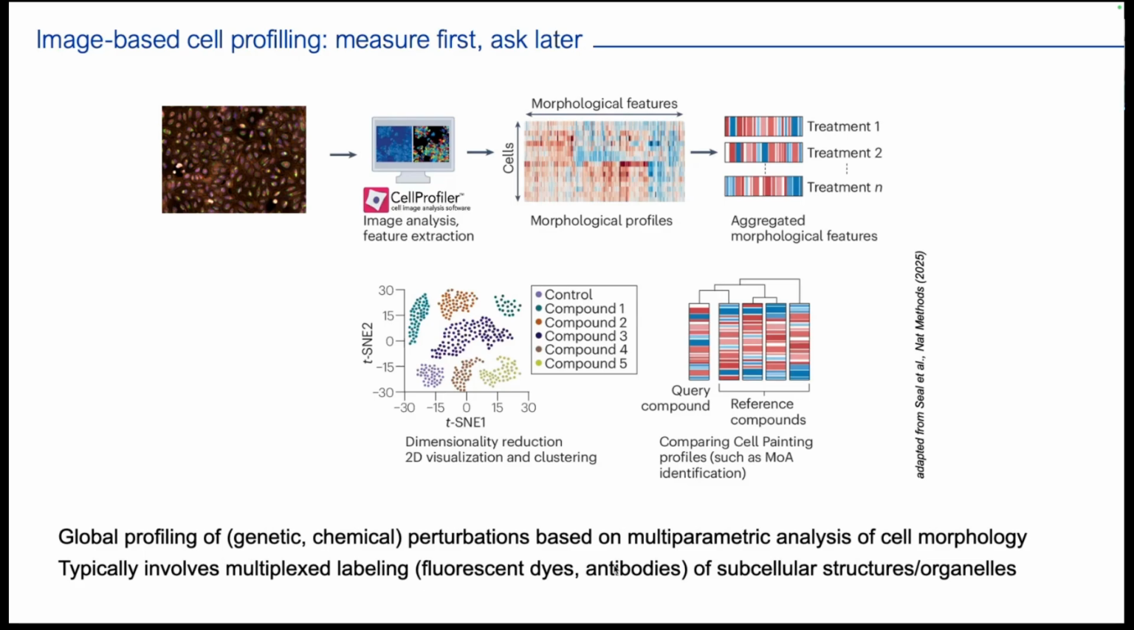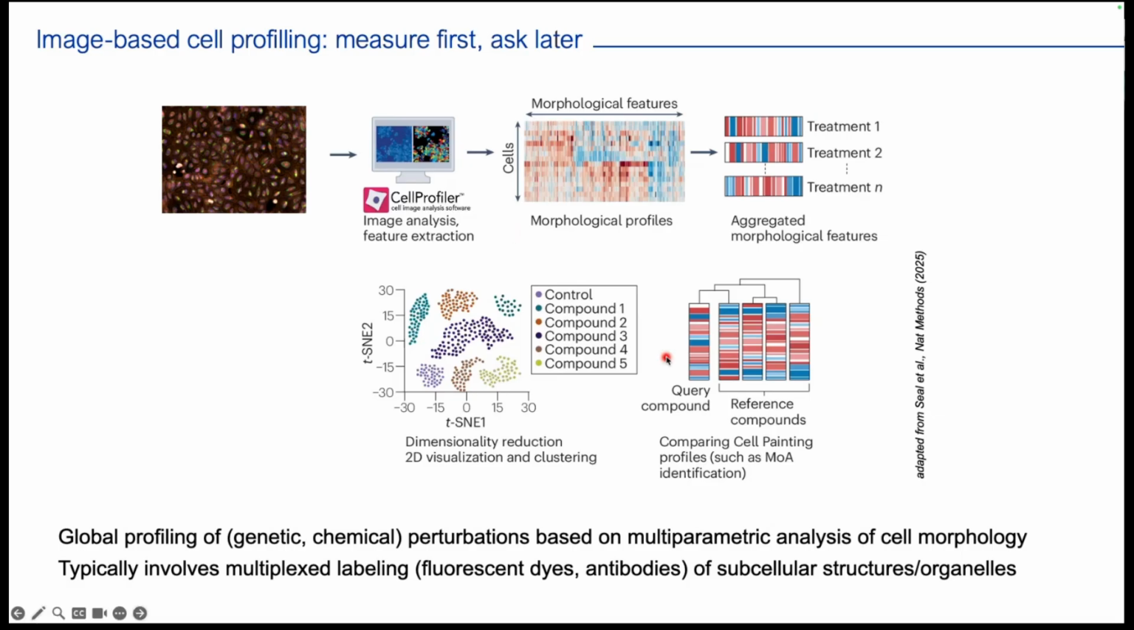So the image-based cell profiling, as I mentioned, we measure first, we ask questions later. So what's the idea here? We have a population of cells stained with different dyes, standard dyes. We analyze the cells using the same image analysis software, and we get these morphological features and signatures relative to each treatment. So now we can compare treatments of cells without knowing what each treatment is doing.